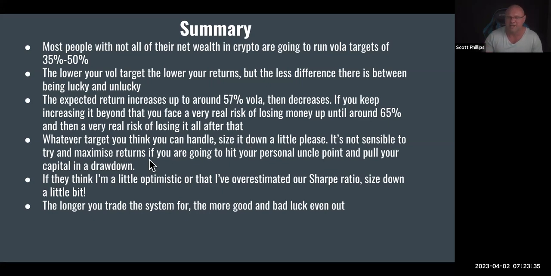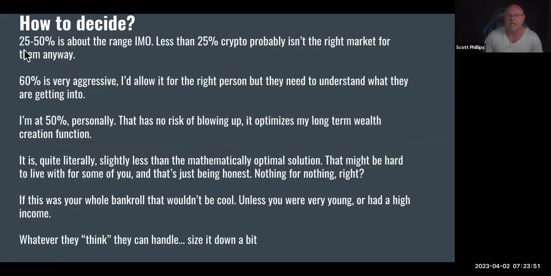It's not sensible to try and maximize returns if you're going to hit your personal uncle point and puke your capital in a drawdown. If you think that I'm optimistic, or that I'm some sort of marketing bullshit, or I've overestimated things, size it down a little bit. The longer you trade the system, the more good and bad luck even out. And 25 to 50% is about the range, in my opinion.